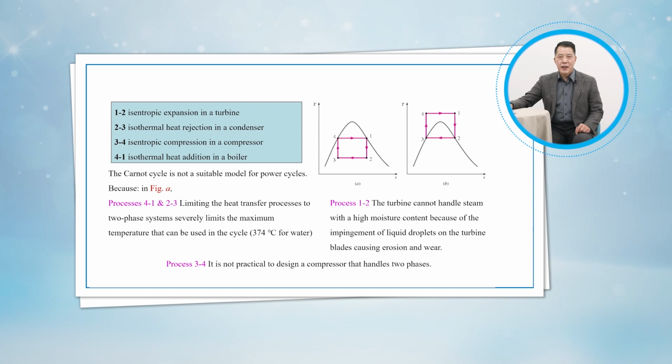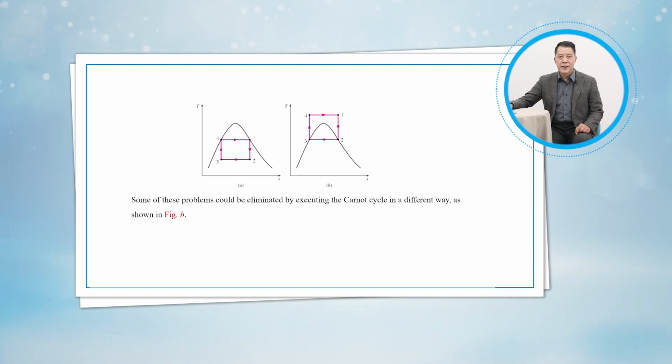The isentropic compression process involves the compression of a liquid-vapor mixture to a saturated liquid. There are two difficulties associated with this process. Firstly, it is not easy to control the condensation process so precisely as to end up with the desired quality at state 3. Second, it is not practical to design a compressor that handles two phases.